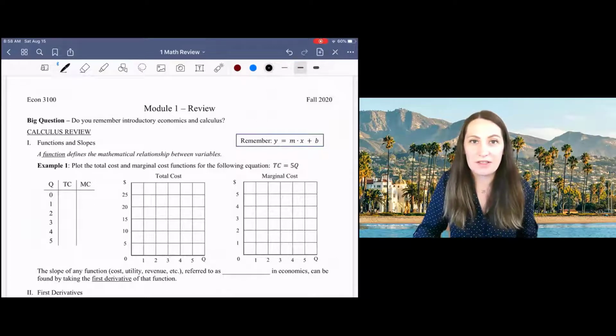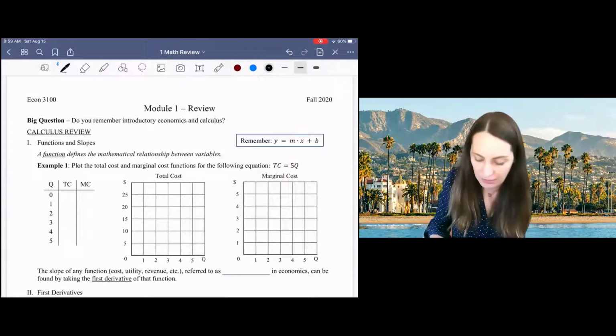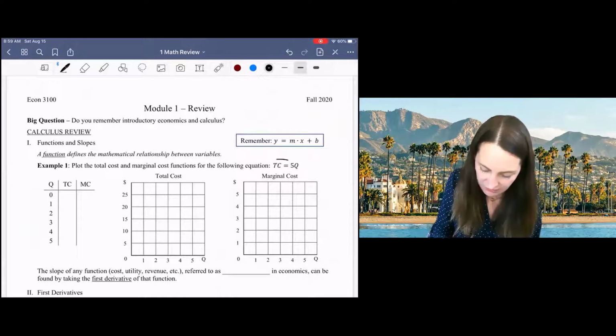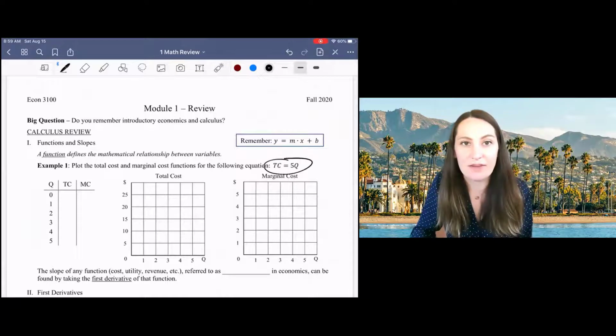So let's remember what a function is. A function is just a mathematical equation that describes the relationship between variables. Here we're going to start with a really simple example of a total cost function. Total cost is equal to 5Q.